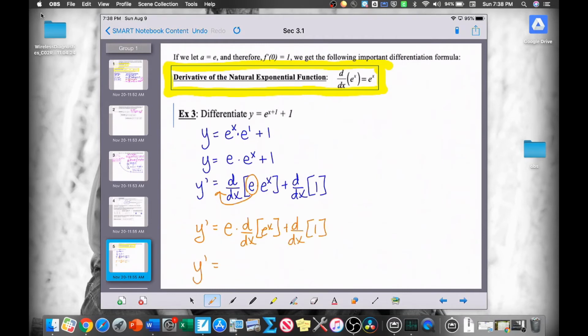So y prime is going to be equal to the derivative of e to the x is e to the x. So e times e to the x plus the derivative of any constant is 0. So my answer is y prime is equal to e times e to the x, or we could write that as y prime is equal to e to the x plus 1, because remember that has an exponent of 1 on it. We could combine it back. So there's the answer for number 3.